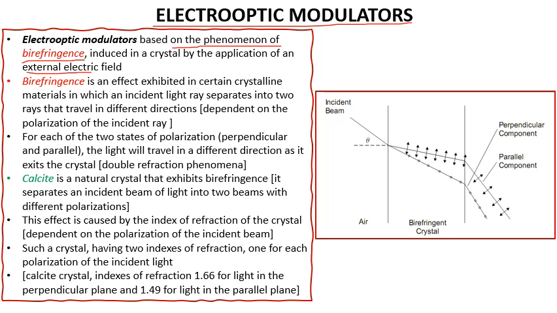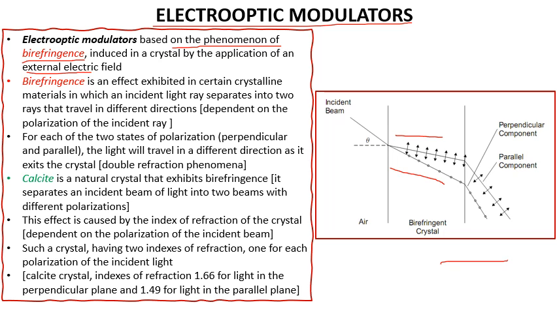Okay, so the most common crystal which is used for this kind of phenomenon, in the electro-optic modulator, is calcite. Calcite is a naturally existing crystal having this kind of property. What it does, as you can also see in the figure here, is separate the beam. Both the beams are refracted, but both have different polarization: perpendicular components and parallel components, you can clearly see here.